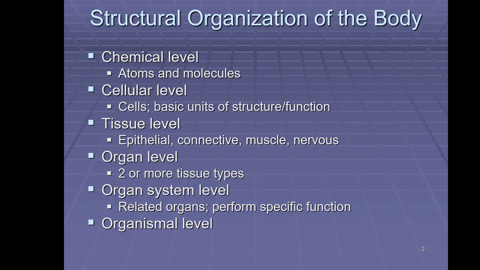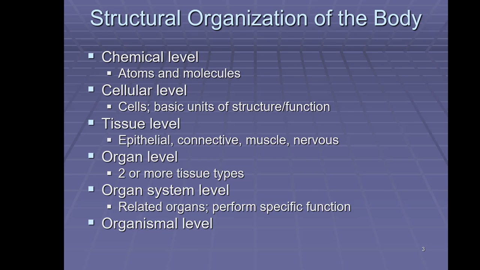Cells get together and form tissues. So tissues are a group of cells working together, and there's 4 types of tissues in the human body. They are epithelial, connective, muscle, and nervous. That's it. Those are the only 4 tissues in the body. Everything else can fall into one of those tissues. Then we have the organ level. So tissues get together and form organs. An organ might be the liver or the heart. And an organ is 2 or more tissue types working together to form a structure that has a specific function.